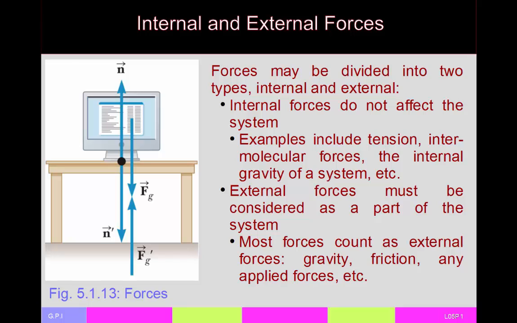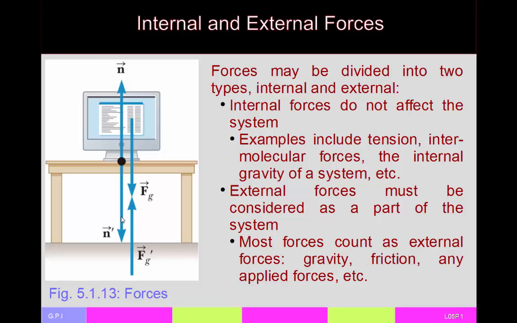And to make matters a little more complex beyond that, here, for example, we have a system that involves a table, the ground, and this computer. So what are the forces involved? Well, there's a gravitational force upon the computer. There's a gravitational force from the computer upon the earth. There is a normal force between the table and the computer. There's a normal force between the computer and the table. So that's your Newton's third law action-reaction pairs in each case.